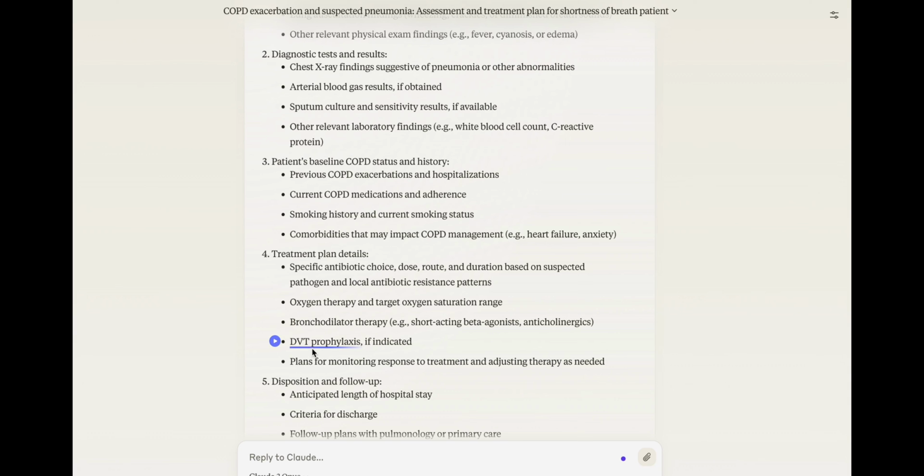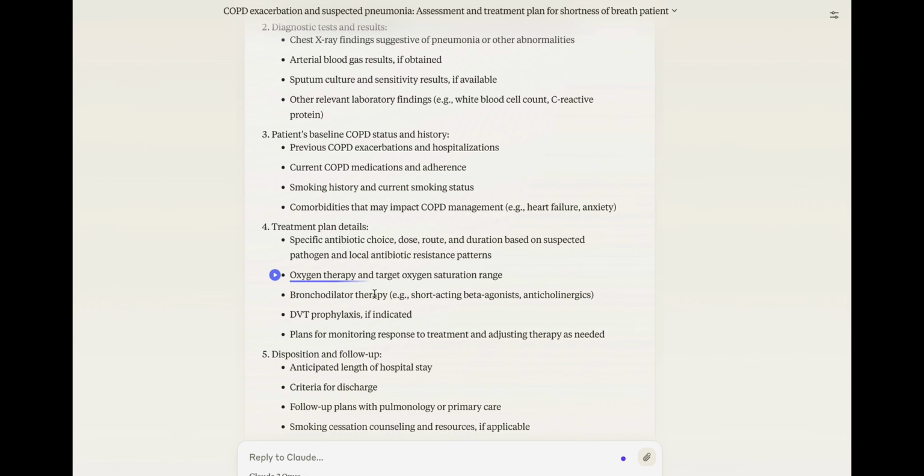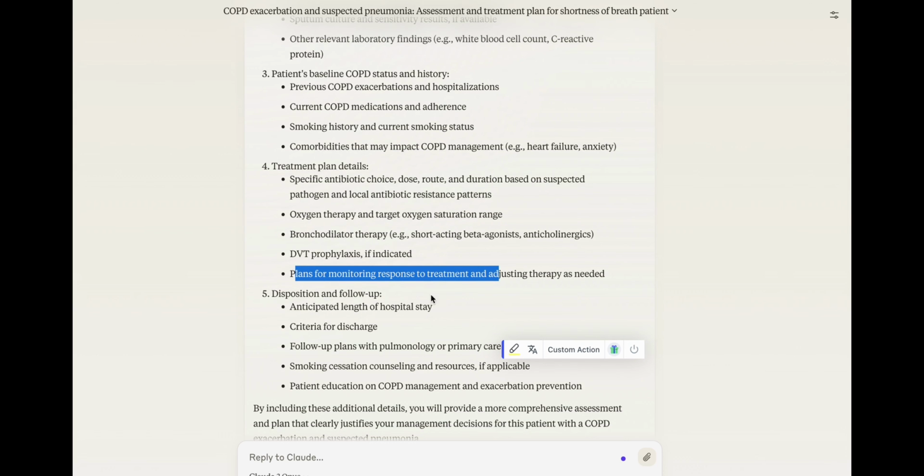It asked me whether maybe I need to put my patient on DVT prophylaxis. What should I tell the other healthcare providers when they see the patient in the hospital? What should they do? What should they monitor for? And then also, it told me to include other additional follow-up plans.